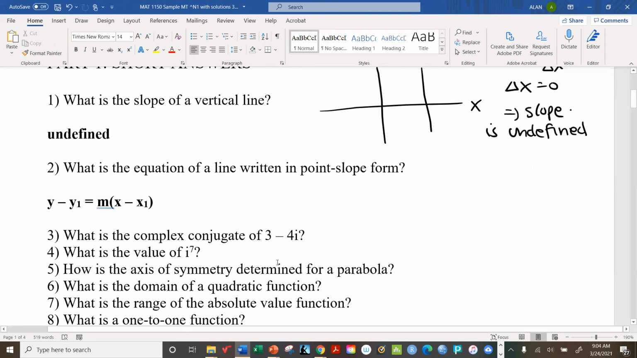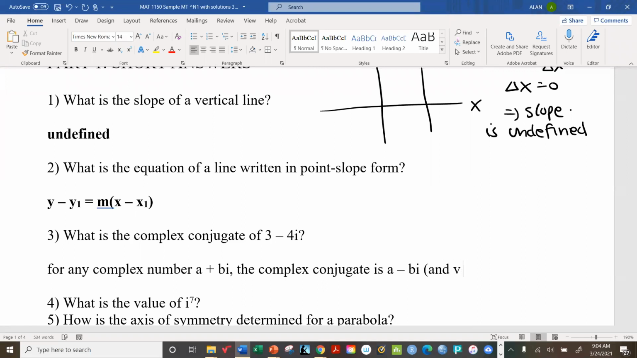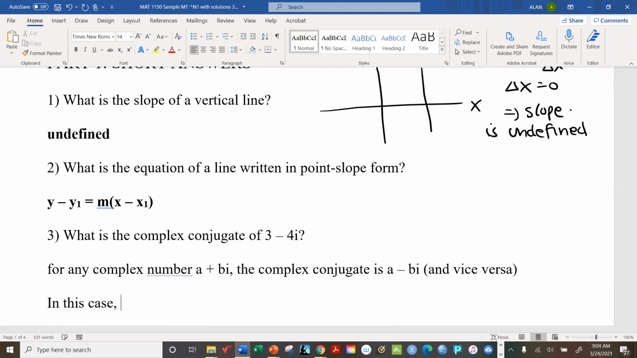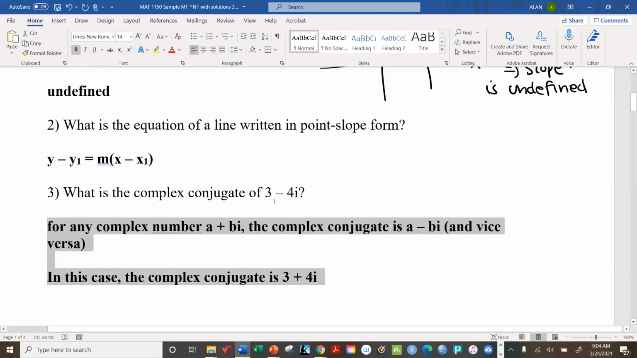Now, the complex conjugate, the way it works is that for any complex number, let's say a plus bi, the complex conjugate is a minus bi, and vice versa. In other words, they are complex conjugates of each other. So in this case, the complex conjugate is just 3 plus 4i. Right?